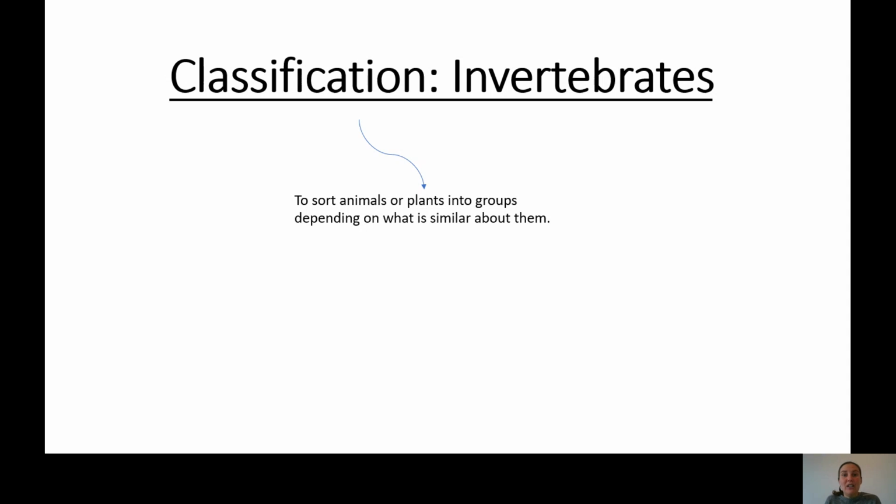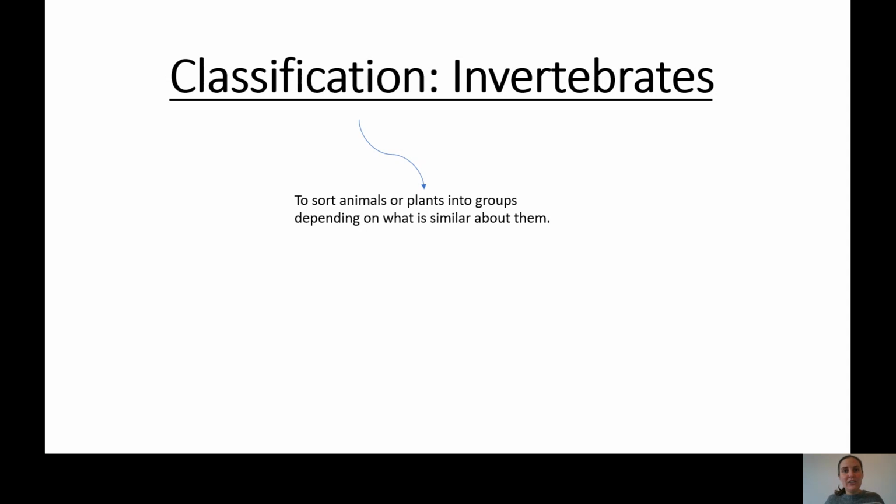Now, you may have learnt about vertebrates last year, but we're going to start with the word classification. So classification is just a very long word, which means to sort animals or plants into groups depending on what is similar about them. Okay. Now, before we get into what an invertebrate is, we're going to look at what a vertebrate is.